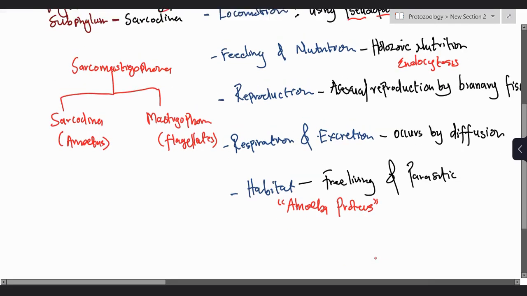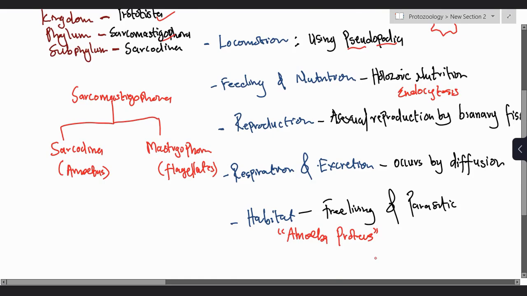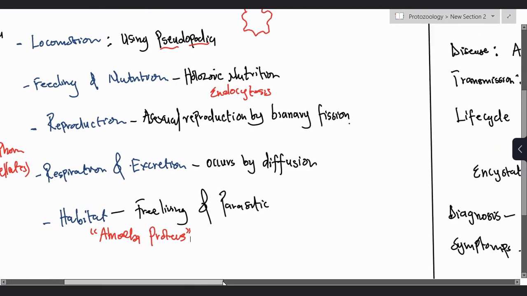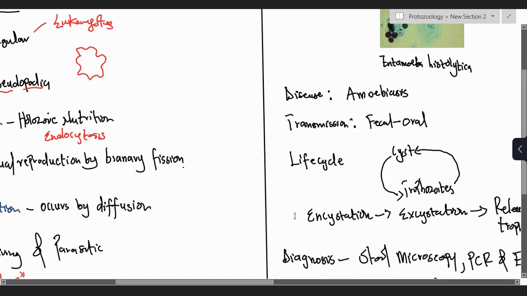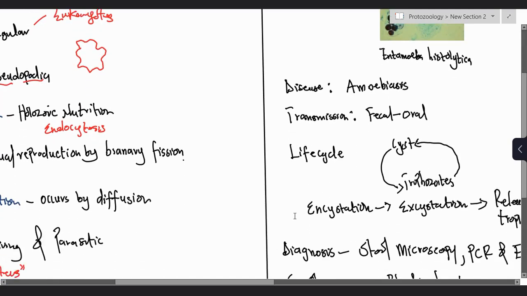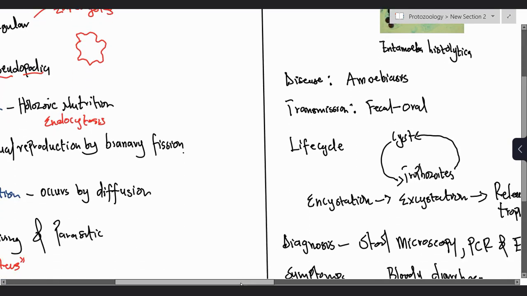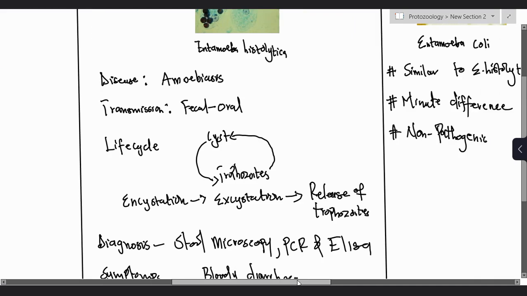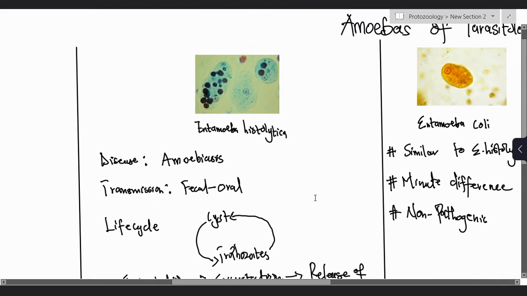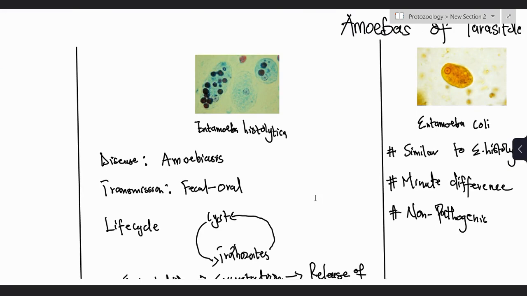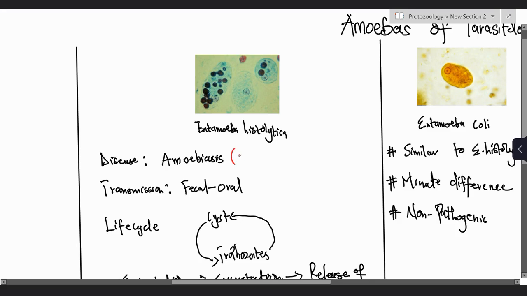Alright, now we are going to take a swift look at some of the amoebas of parasitological importance. We are first going to begin with Entamoeba histolytica. Entamoeba histolytica is a common amoeba parasite that is responsible for what we call amoebiasis, or amoebic dysentery.